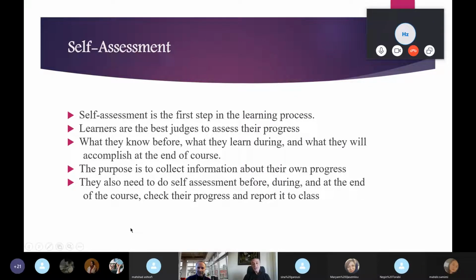They also need to do self-assessment before, during, and at the end of the course, and check their progress and report to class. You cannot imagine how proud they become at the end of the course when they see from the pre-course self-assessment to the post-course self-assessment how much they have accomplished.